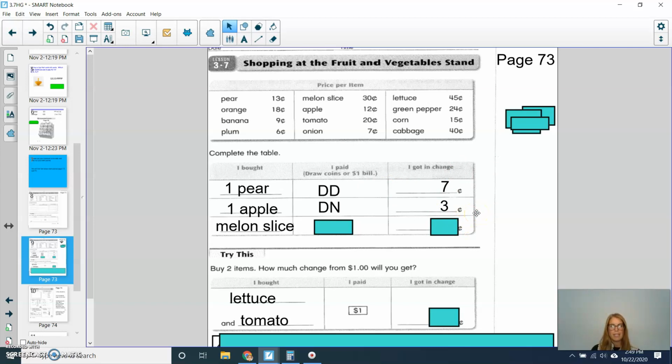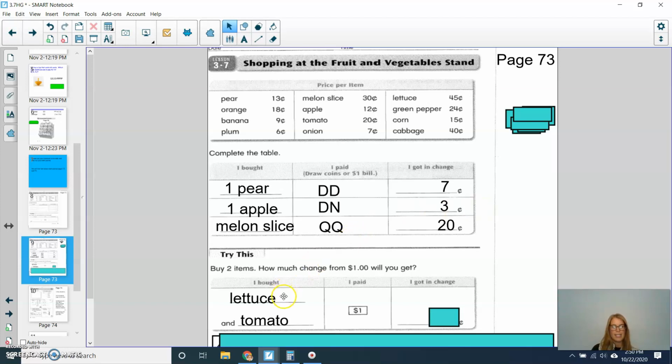Then I'm going to buy a melon slice. My melon slice is 30 cents and I'm going to pay with 2 quarters. How much change would I get back? 2 quarters is 50 cents. So to go from 30 to 50 would be 20 cents. And they would probably give me 2 dimes.